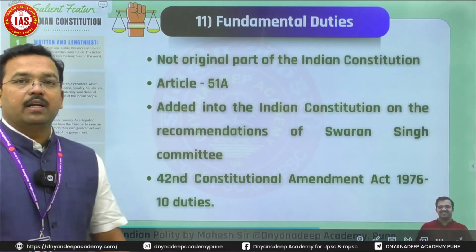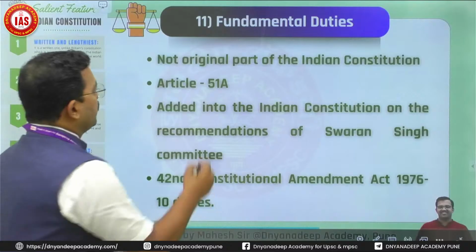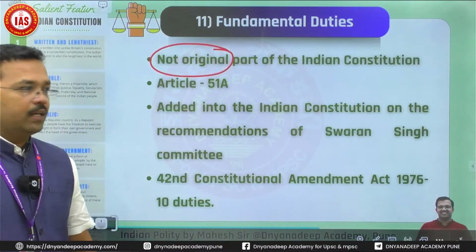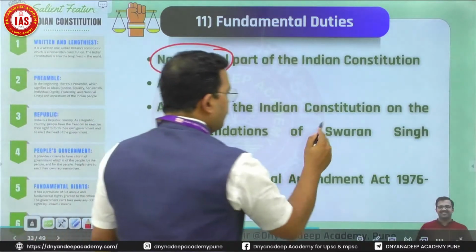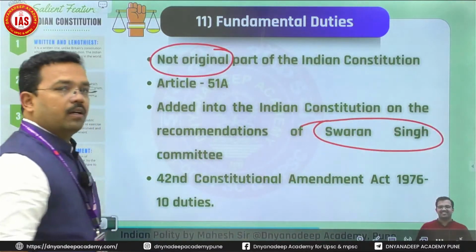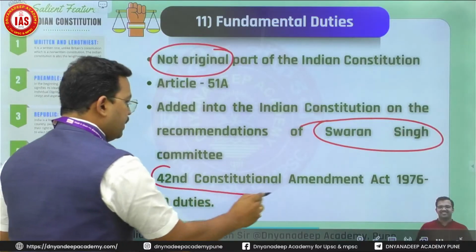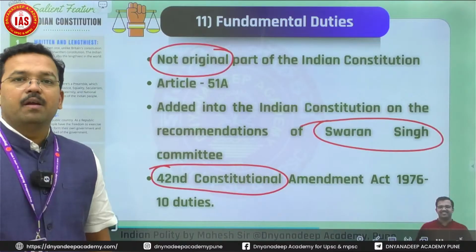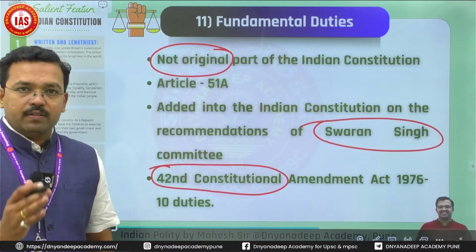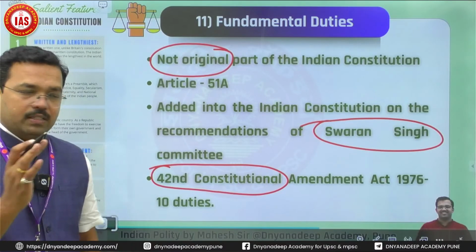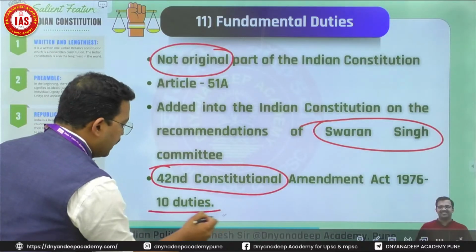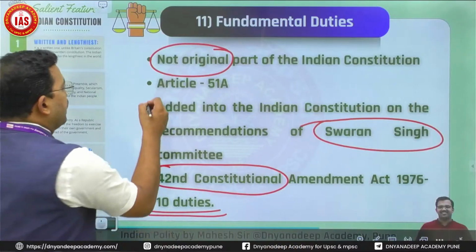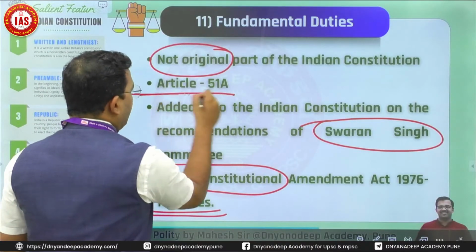Then comes fundamental duties, which were not original part of Indian Constitution. We added into the Indian Constitution based on the recommendation of Swaran Singh Committee under 42nd Amendment Act of 1976, which is famously known as a mini constitution. 42nd Amendment Act of Indian Constitution has added how many duties? It added 10 fundamental duties into the Indian Constitution and added Article 51 capital A.